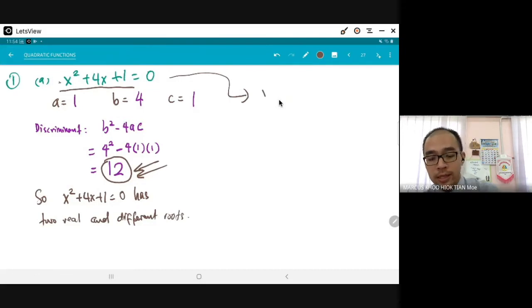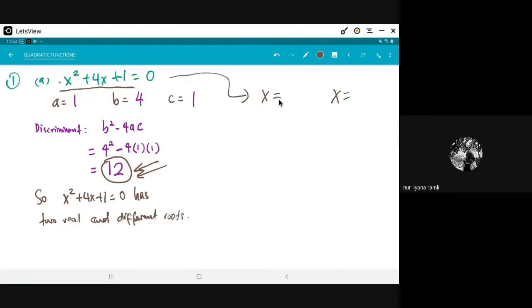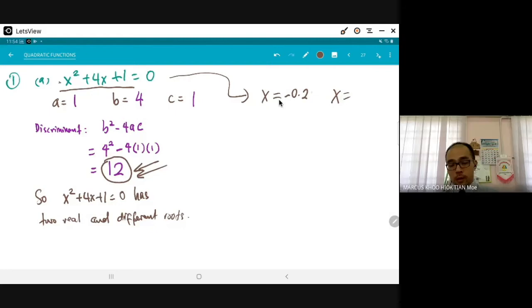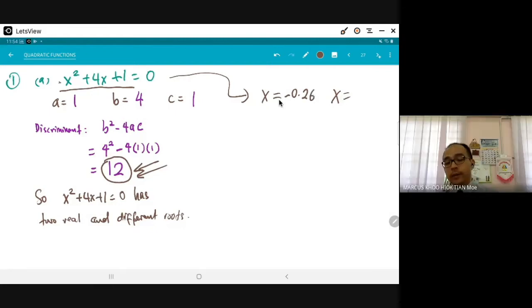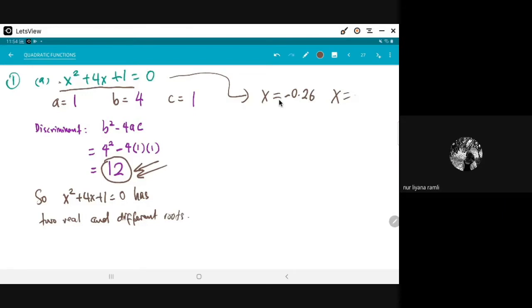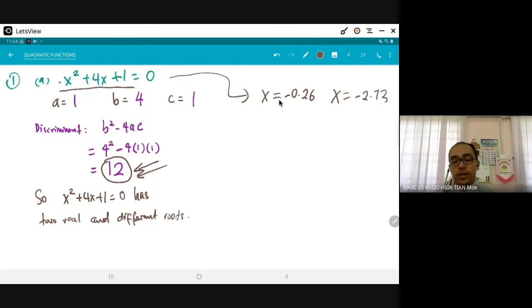What are your two answers? X equals to what? X equals to what? Try calculating. Negative 0.26. And the other one is? Negative 3.732. Okay, 2.73, doesn't matter.